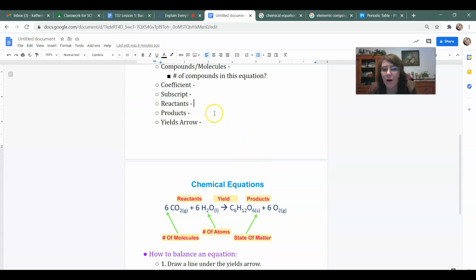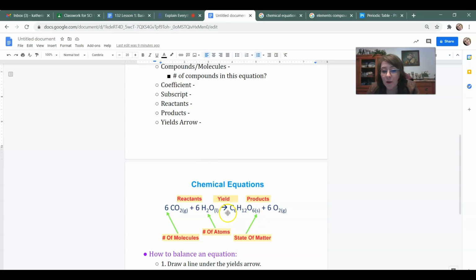Okay, the yield arrow is kind of like an equal sign, but a lot of chemical reactions you can't change back very easily. Like you can't just put these ingredients together and then change them back into this without energy. We don't put quite an equal sign because you'd have to also add energy to make this work.